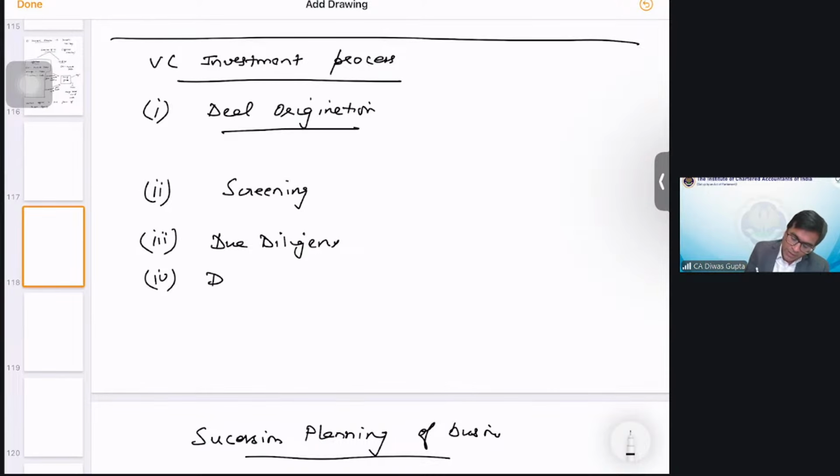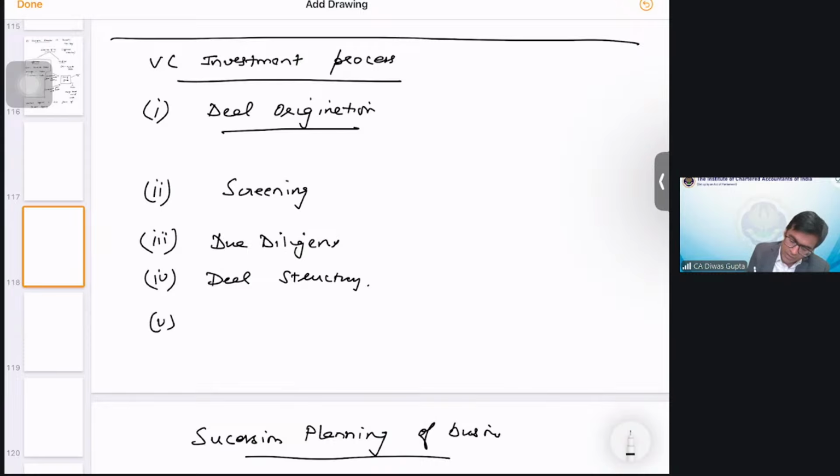Then comes deal structuring. Deal structuring means what percentage of equity will be bought at what price, whether it will be in the form of equity, convertible loan, convertible debentures, or how. So this is basically the structuring of the deal, and for how many years it will be provided. Apart from the financial aspects, what are the other non-financial aspects that will be dealt with? So these will all be part of the deal structuring.